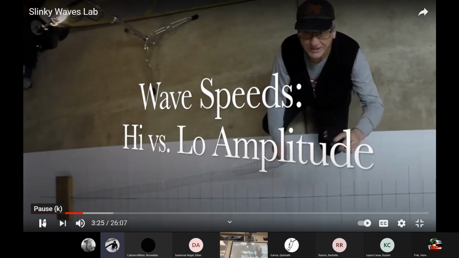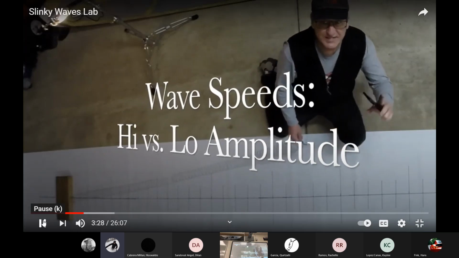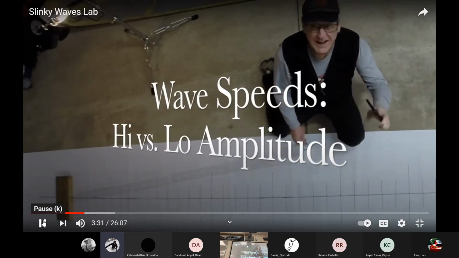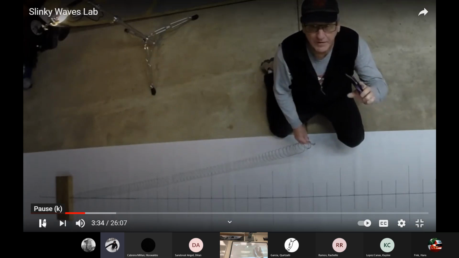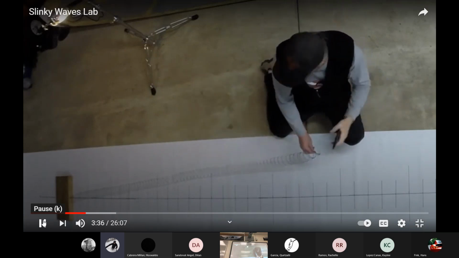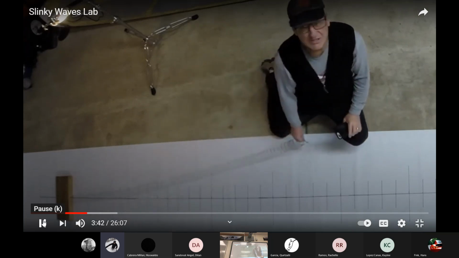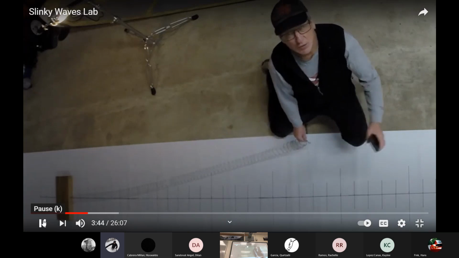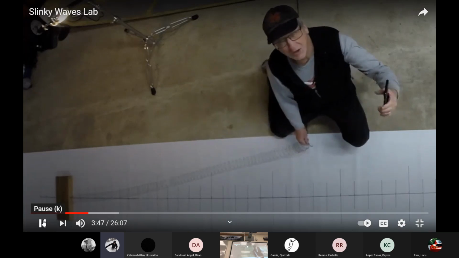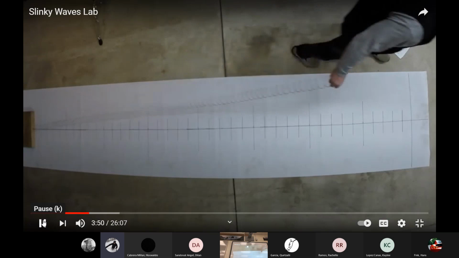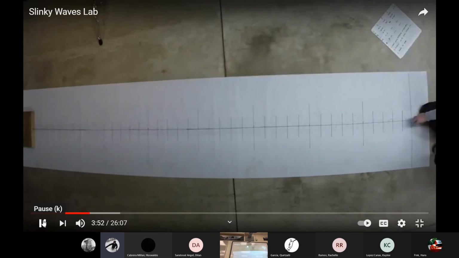Okay, so now we're going to get into actually doing some experiments. And the first thing I want you to do is make a prediction about how fast the wave is traveling. I want you to make a comparison between a small wave and a large wave, a low amplitude versus a high amplitude wave. Which one do you think will move faster? So let me show you what I mean. I'm going to move my hand just a little bit for the first one, and I'm going to move it a lot for the second one. Which one will get back to my hand faster?